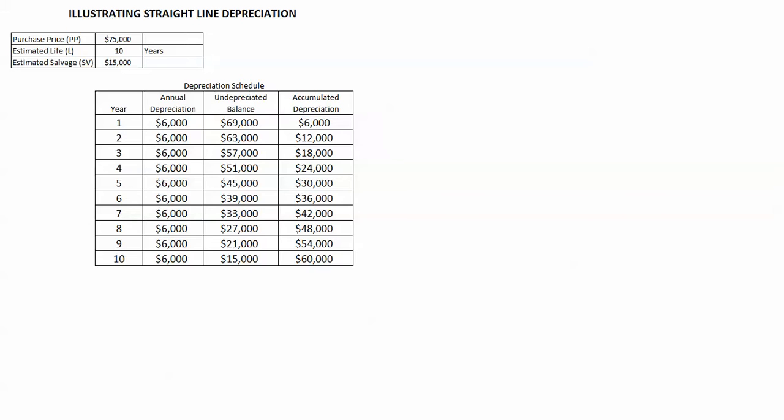However, when you use straight line, whatever you estimate the salvage value, that will not be included in the depreciation. So essentially what you do is you take the purchase price minus the salvage value and divide by the life, and that gives you the amount of depreciation that you're going to prorate to each year, and it excludes the salvage value from that prorated depreciation.